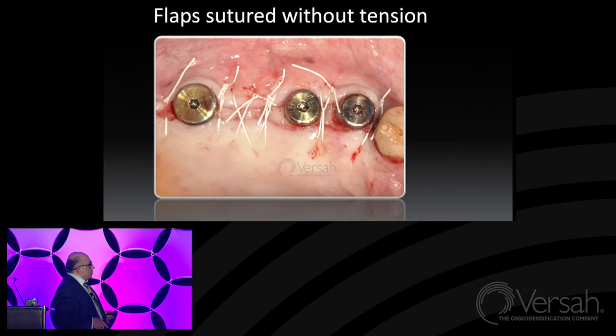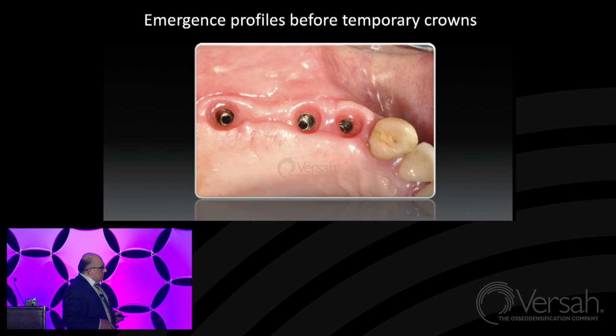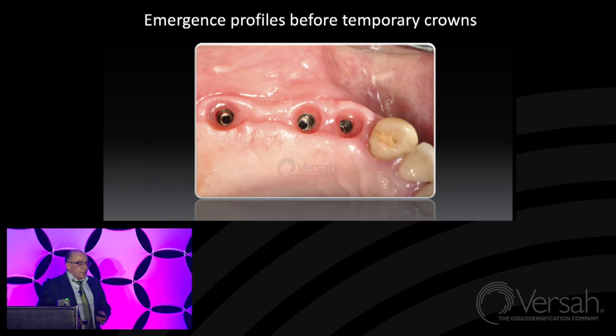So we're suturing the flaps with no tension because we don't want to lose the zone of keratinized tissue we got here. This is the control X-ray. And that's the emergence profile we got 3, 3.5 weeks later. We take out our healing abutments and are ready to go ahead.